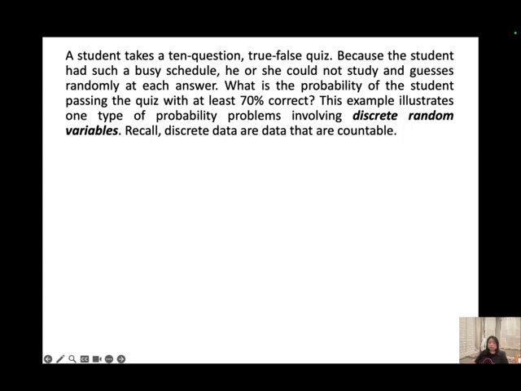Remember in section 1.2, we talked about discrete or continuous random variables. Discrete random variables are data that are countable. For example, how many siblings do you have? Or how many true or false questions you got correct is countable. So we call this a discrete random variable.